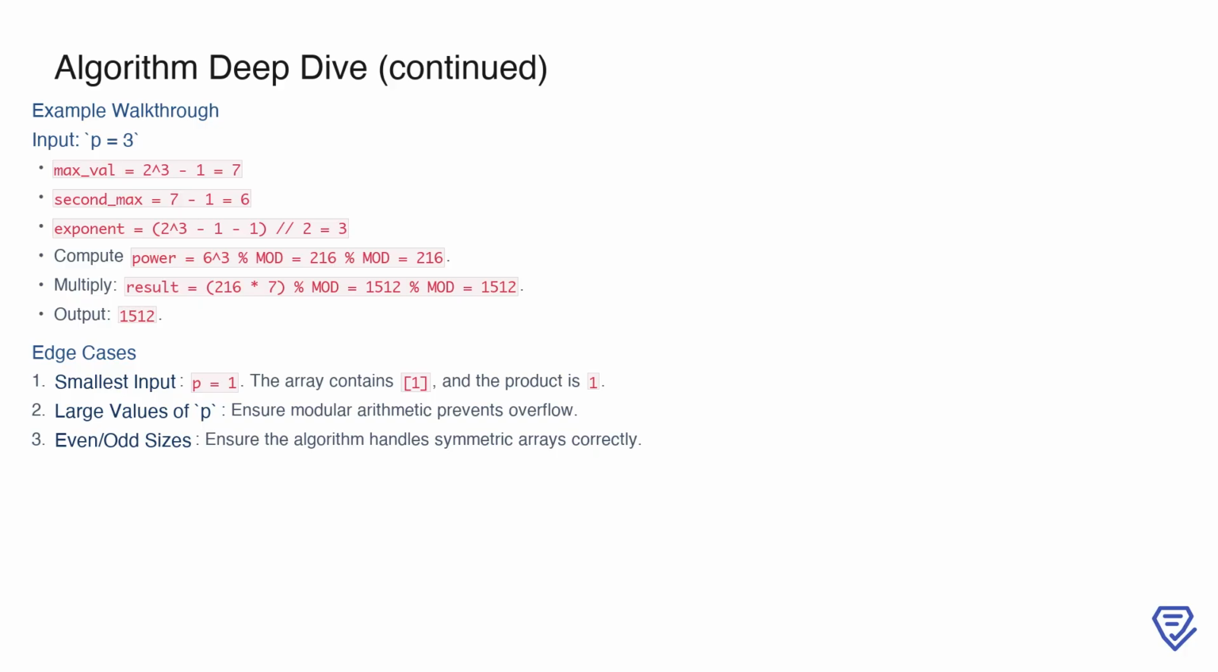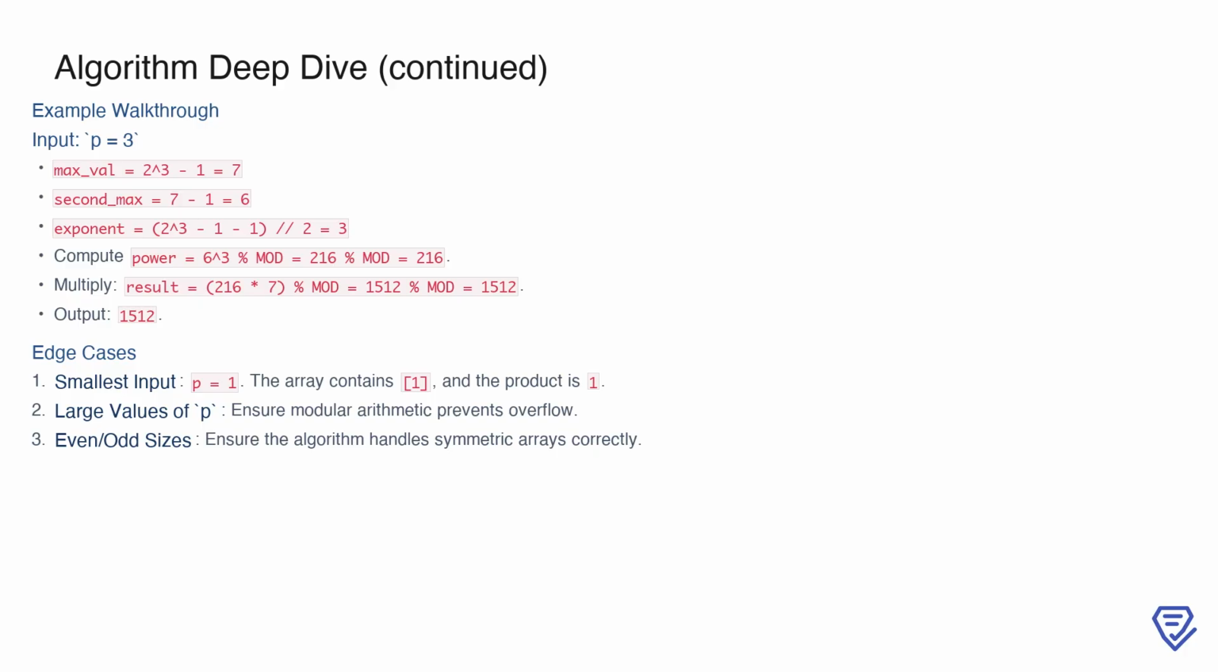The exponent, calculated as size // 2, is 3. Using modular exponentiation, we compute 6^3 % mod, which equals 216 since it is less than mod. Multiplying this result by max_val, we get 216 * 7 % mod equals 1512. Thus, the output is 1512.